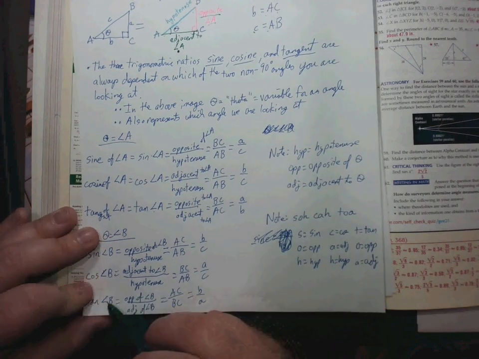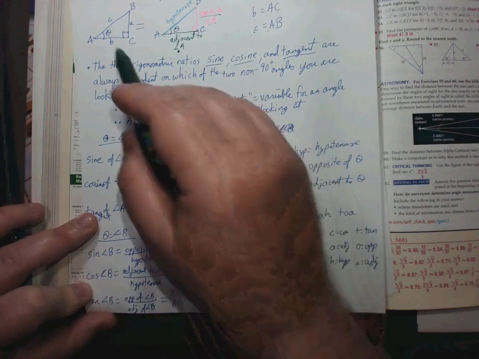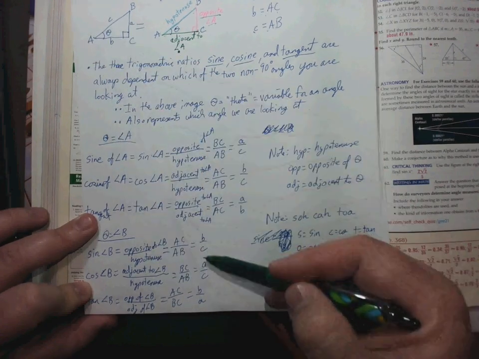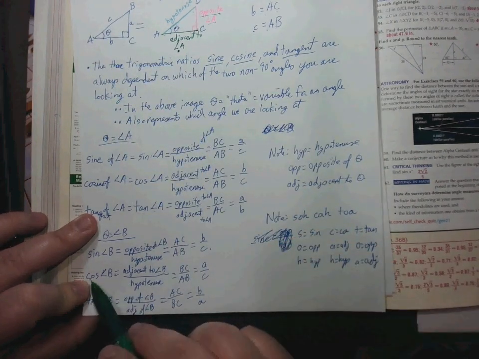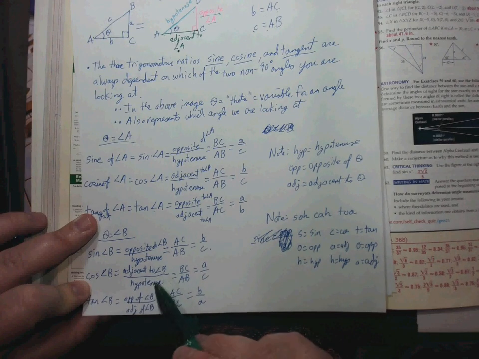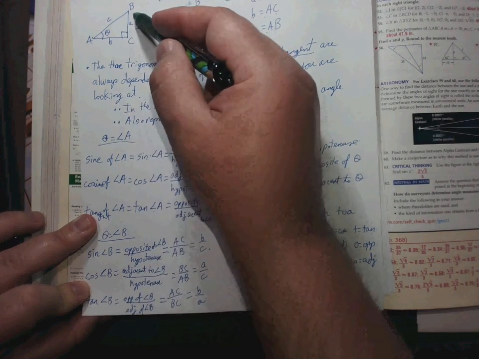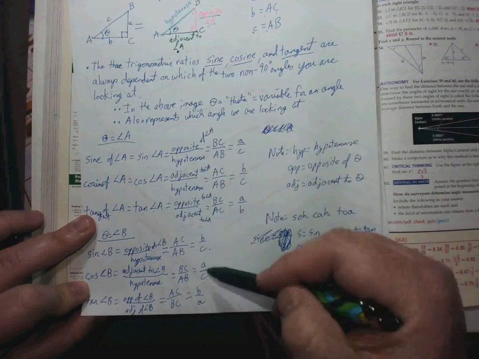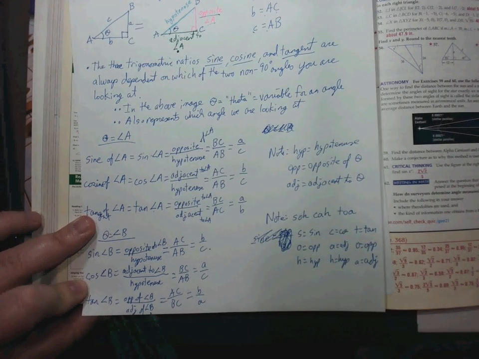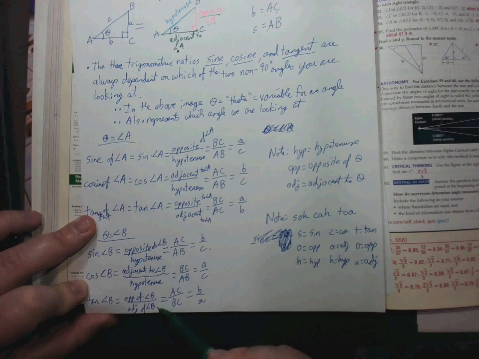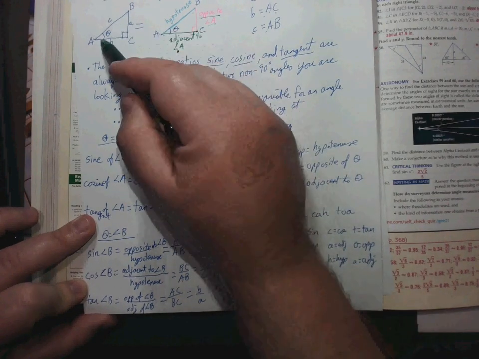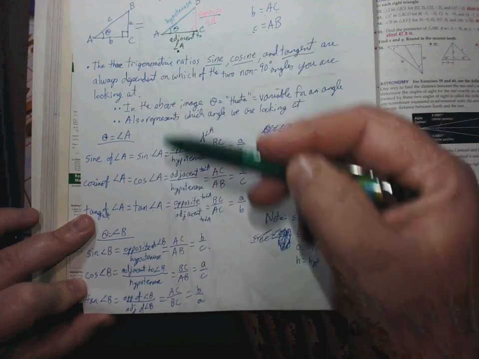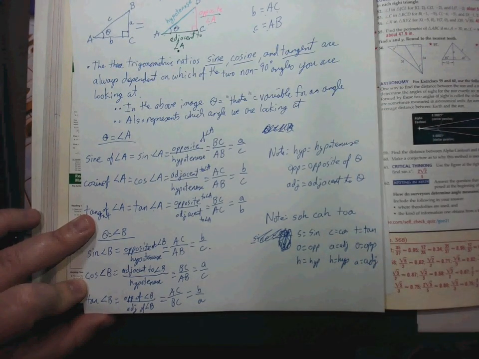So, sine of B is opposite of B over hypotenuse. So that's b over c. Cosine of angle B is adjacent to B over hypotenuse. So which one's adjacent to B? Little a here. a over c. And tangent of angle B is opposite of B over adjacent of B, b over a.